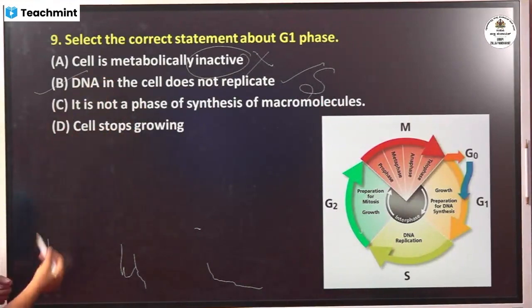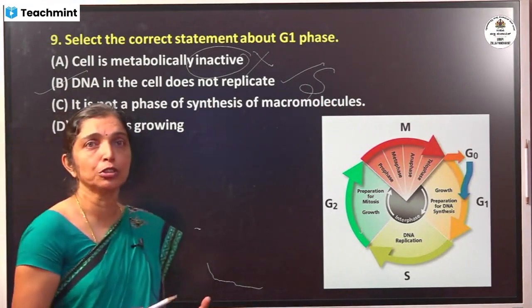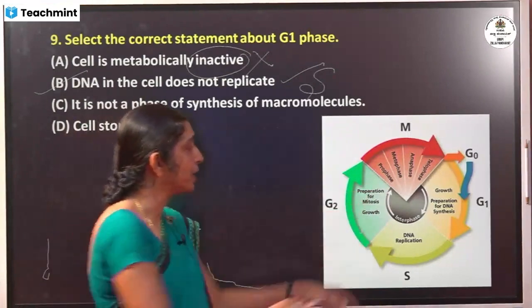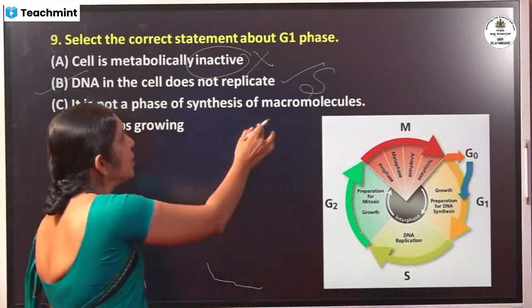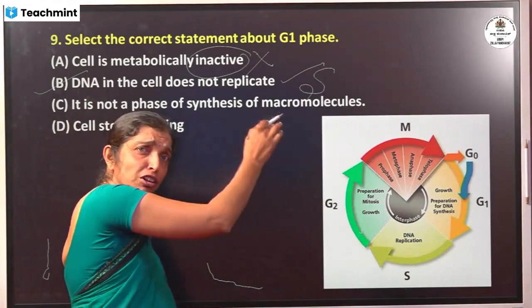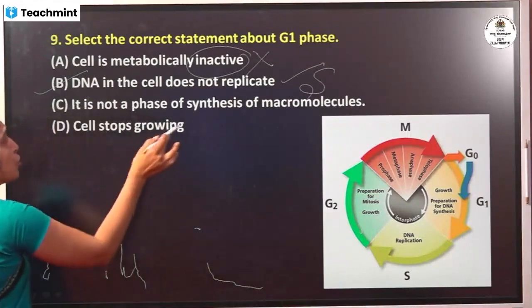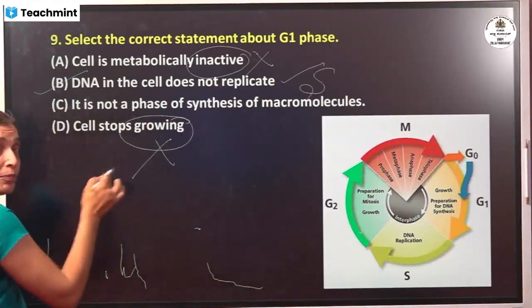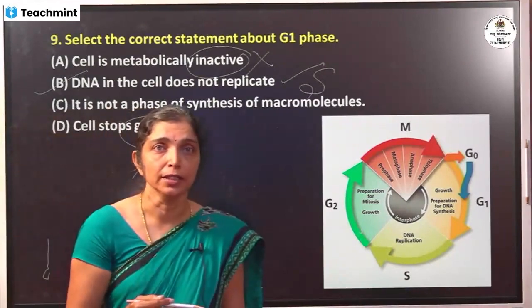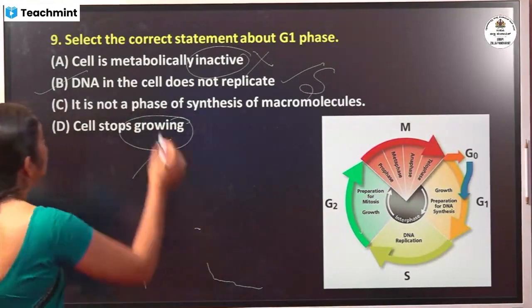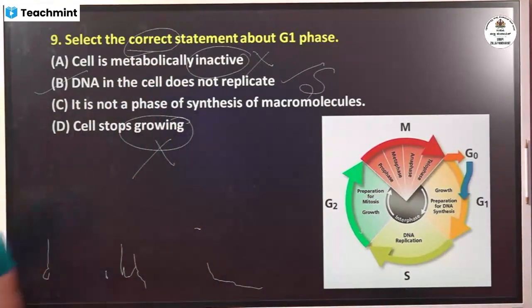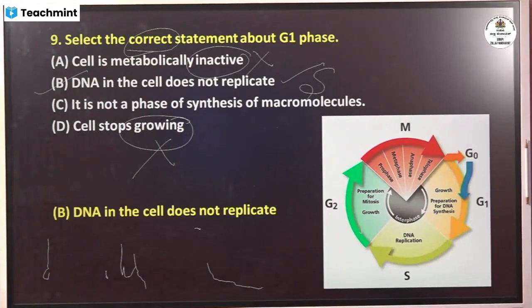Now the next one: it is not a phase of synthesis of macromolecules. No, it synthesizes macromolecules during this step, wherein it is preparing for DNA replication that takes place during the S phase. So here nucleotides and proteins are synthesized. Now, the cell stops growing. No, it will not stop growing. It is growing, especially the nucleus. During the G1 phase, the nucleus is growing. So among the four, the correct statement is option B, that is, DNA in the cell does not replicate.